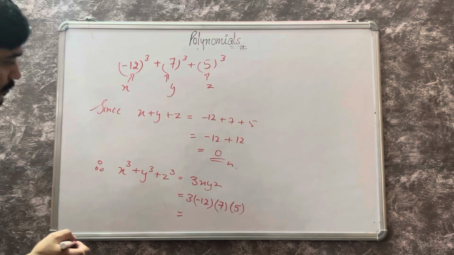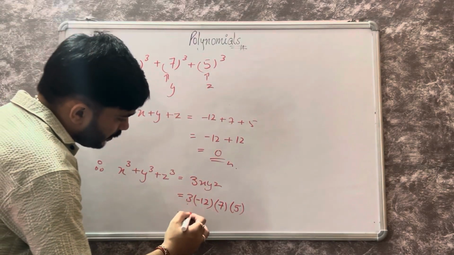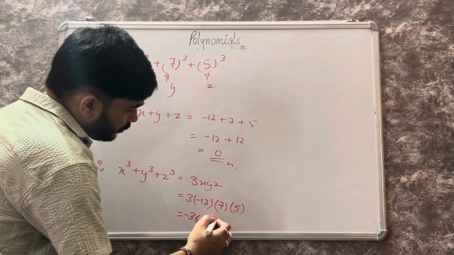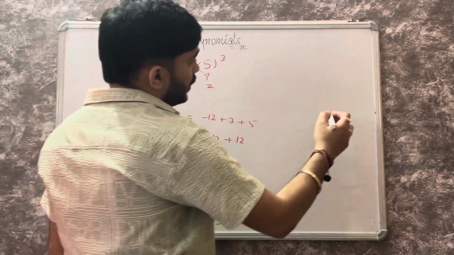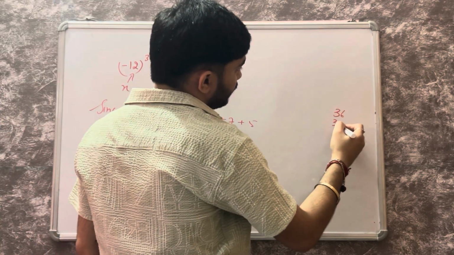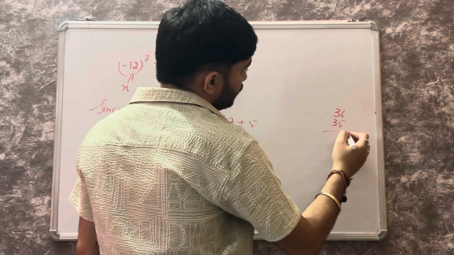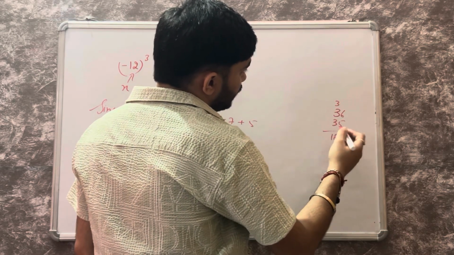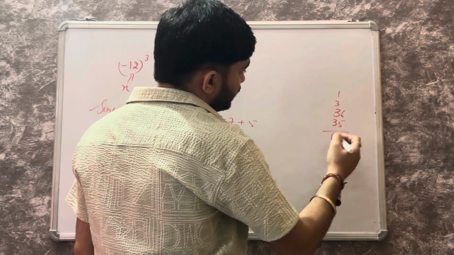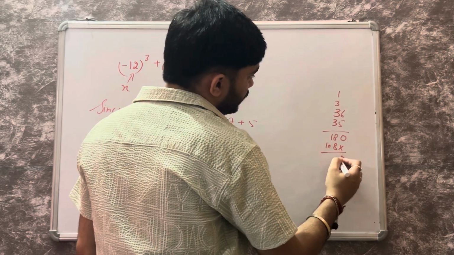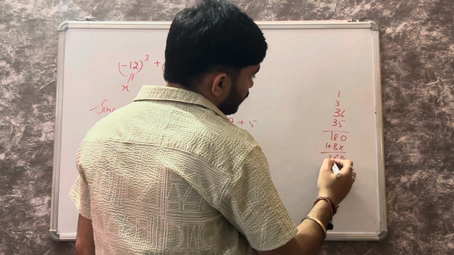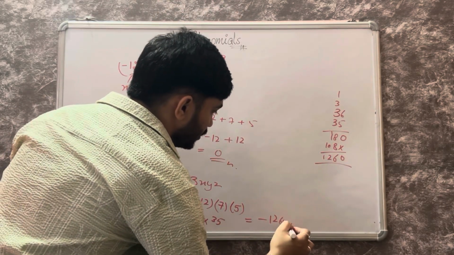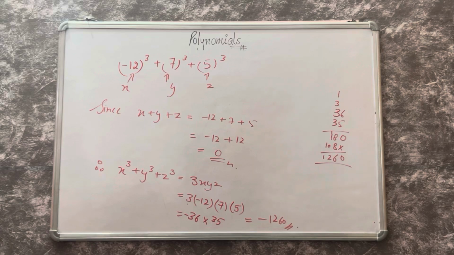Multiply this, that is, you will get 3 into 12 is 36 minus 36, multiply 7 into 5 is 35. Multiply 36 with 35, you will get 30, 3 carry, 15, 3, 18, 180, and 3, 6, 18, 1 carry, 3, 3 is 9, 1, 0, 10, 0, 6, 1, 2, 1, 2, minus 1, 2, 6, 0 is our answer. Any doubt?